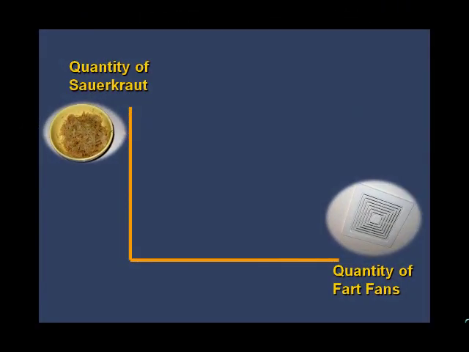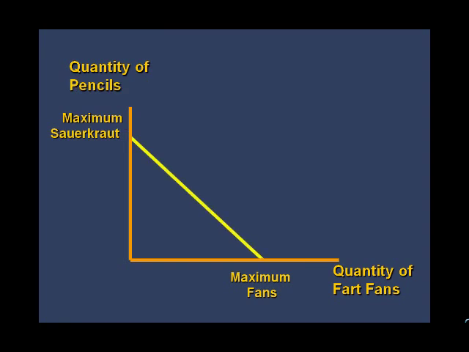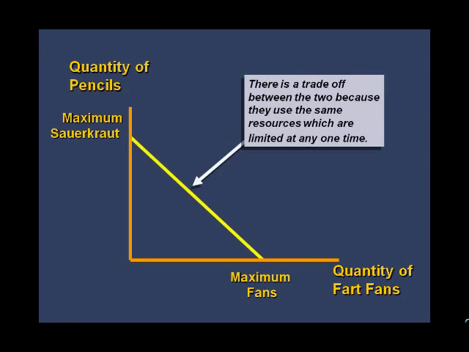The production possibilities curve is a graph that depicts all the possible combinations of sauerkraut and fart fans that could be produced. Since our resources are limited and technology is fixed in the near term, our choices are limited. If we devoted all of our resources to sauerkraut production, we could produce a maximum amount of sauerkraut, but we'd have no fart fans. Conversely, if we devoted all of our resources into making just fart fans, we could produce this number of fans. But it's not all or nothing. We have choices. We can produce different combinations of sauerkraut and fart fans by transferring resources between the two.